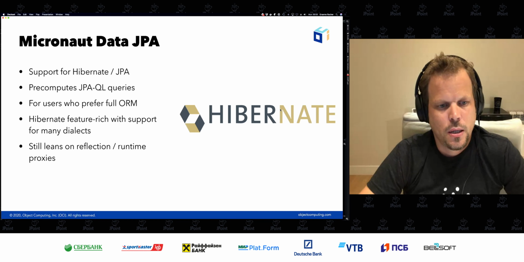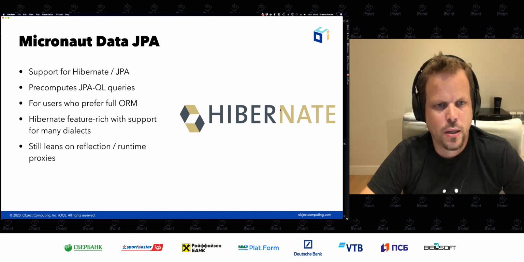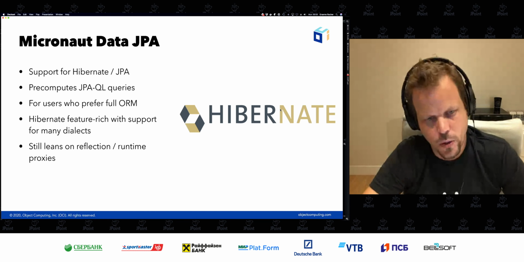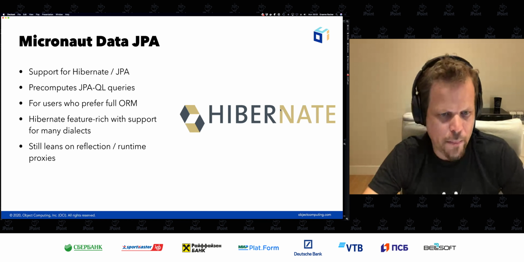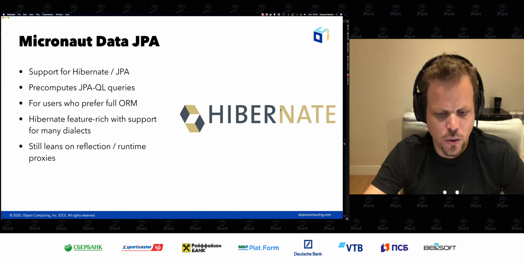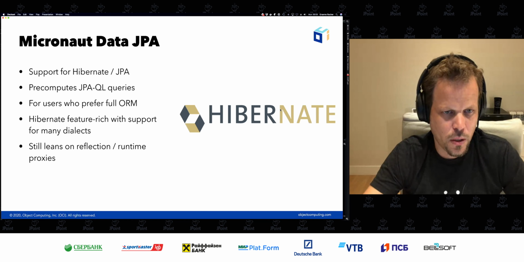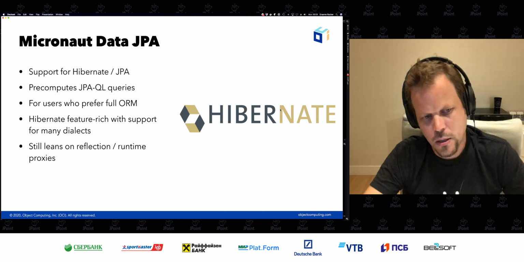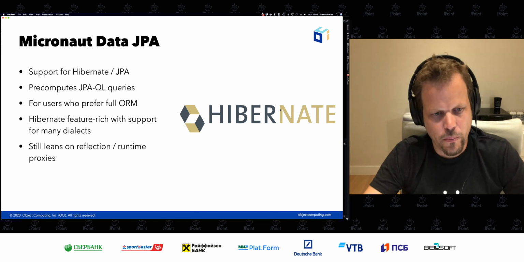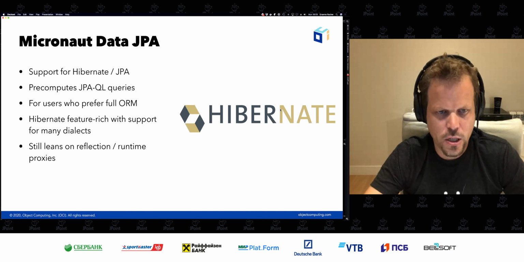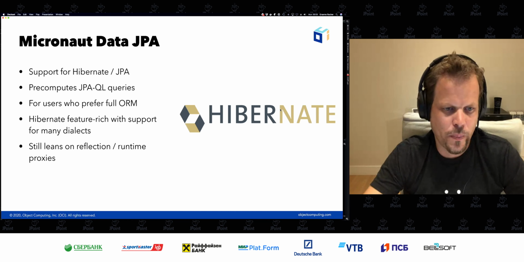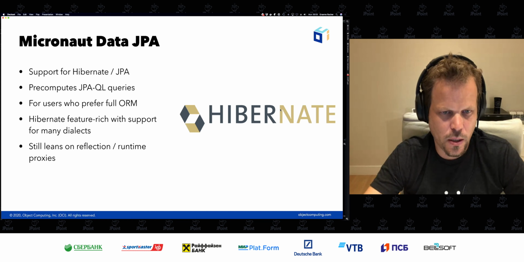Micronaut Data JPA is for folks who prefer the full-on object relational mapping experience that Hibernate provides, with all of the advantages and associated disadvantages of that model. Lots of folks really do like Hibernate, but it's definitely very feature-rich and it supports many dialects. But it does lean heavily on reflection and runtime proxies, and it is a very specific implementation, which some folks find just gets in the way.